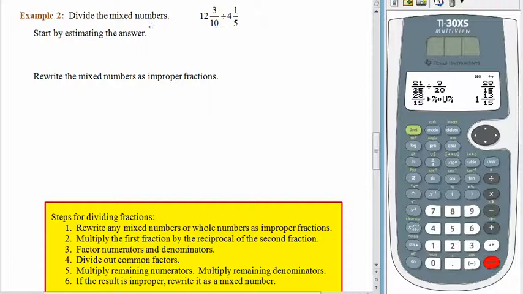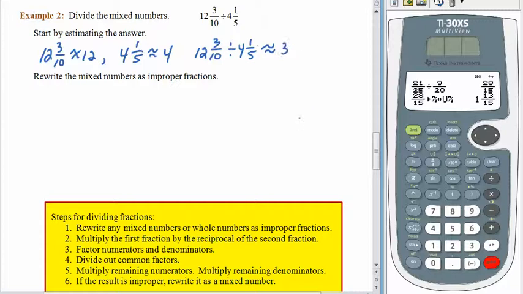12 3/10 is, well, let's see, 5/10 would be half, so it's closer to the 12 side. So if we were estimating, 12 3/10 would be about 12. 4 1/5, that's definitely closer to 4 than it is to 5. So that's about 4. And that means that if we were going to estimate that 12 3/10 divided by 4 1/5 should be about 3. Not exactly 3, so that's why we have those little squigglies. Let's see what it comes out to be.